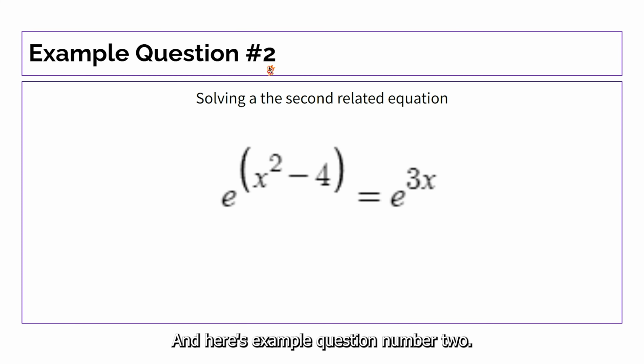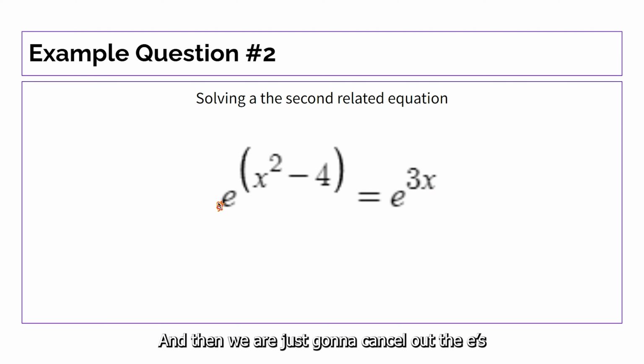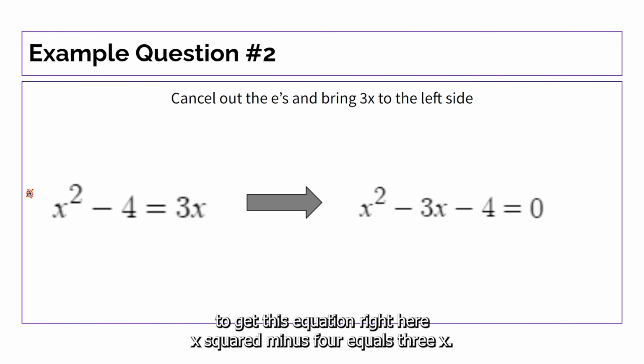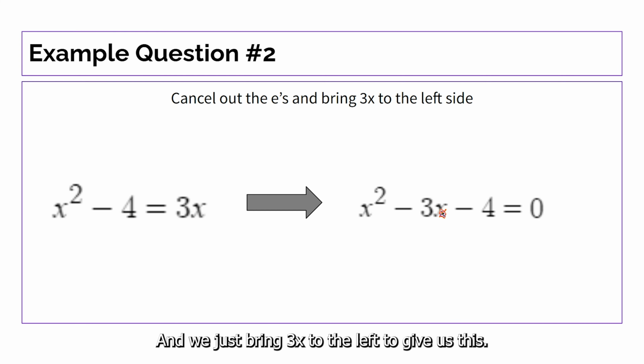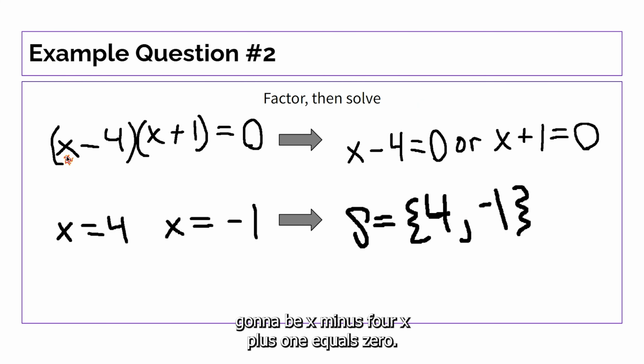And here's example question number 2. It's going to be e to the power of x squared minus 4 equals e to 3x. And then we just cancel out the e's to get this equation right here, x squared minus 4 equals 3x. And we just bring the 3x over to give us this, so we can factor it. x squared minus 3x minus 4 equals 0. Our factors are going to be x minus 4 and x plus 1 equals 0.